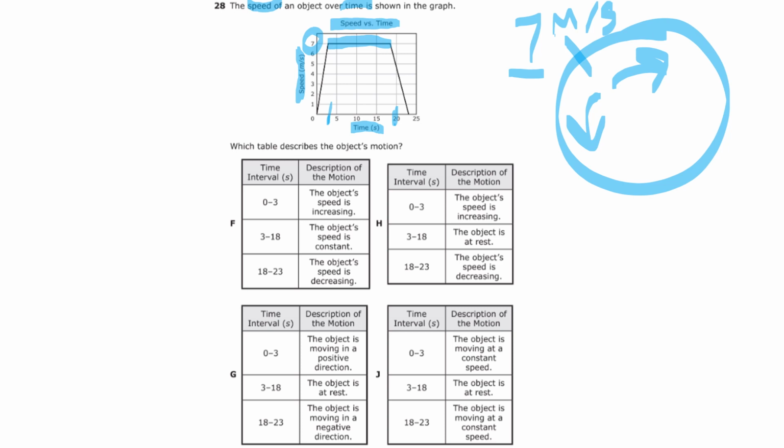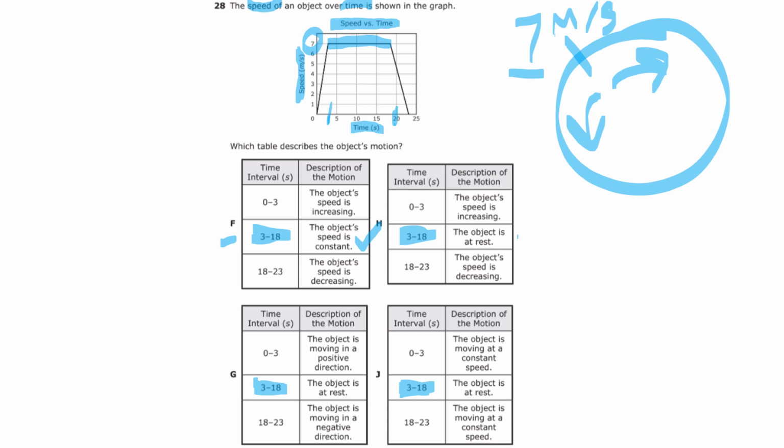So let's not even look at any other time interval or line segment. Let's just stay with the 3 to 18, because that's really going to give us our answer. Then we'll look at the rest. So let's start with F. The object's speed is constant. Yes, that's what we just said. We just learned that. Let's go to the next one.